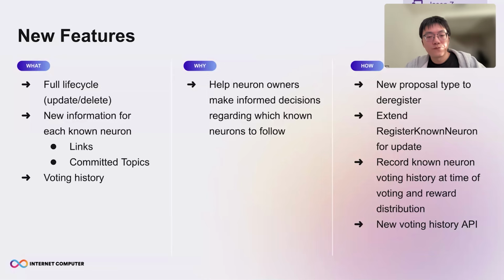In order to achieve those, we introduced a new proposal type to deregister a known neuron given its ID, extended the existing register known neuron proposal type to allow updates and added new fields, and recorded known neuron voting history at the time of voting, as well as the time of reward distribution when we know for sure that the neuron abstains on the proposals. And we also added a voting history API so that anyone can query it.